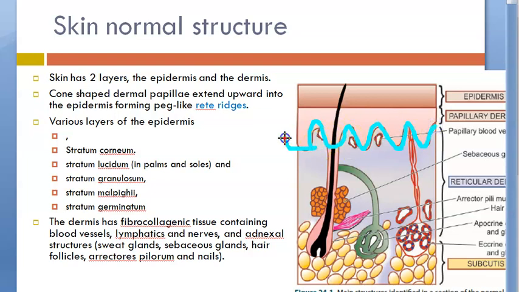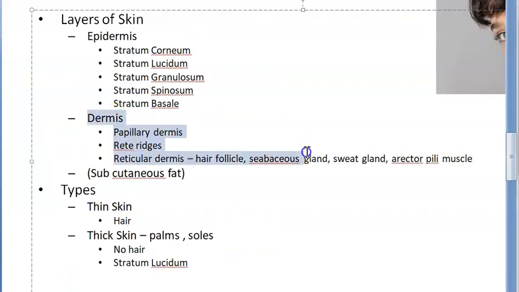So, these are the rete ridges, okay? So, what are the rete ridges? Here you have papillary dermis and here you have the reticular dermis. So, we have added that here. Papillary dermis, then reticular dermis. Between them you have these rete ridges, like papillary-like projections into the epidermis from the reticular dermis. And it is the dermis as such that has almost everything that we spoke about: hair follicles, sebaceous glands, sweat glands, erector pili muscle, etc.